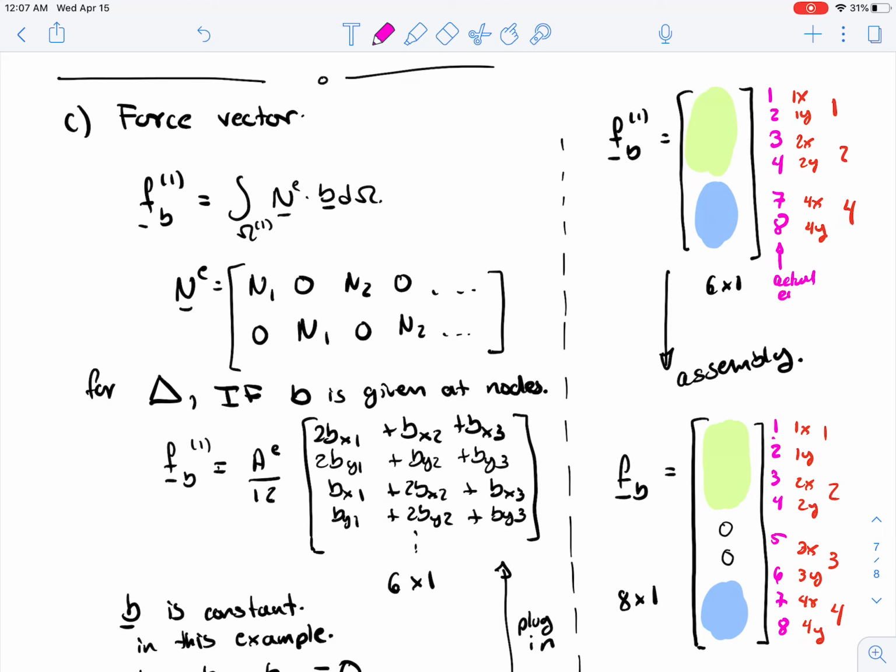So again, here, if you do it by hand, you don't really need this index. So this is the actual entry in the vector, whereas this one is global node number.